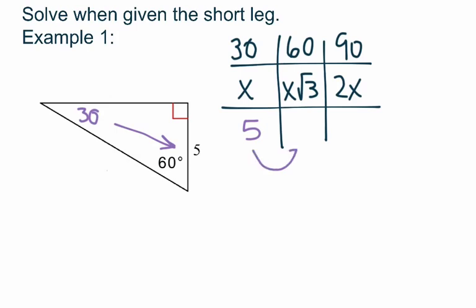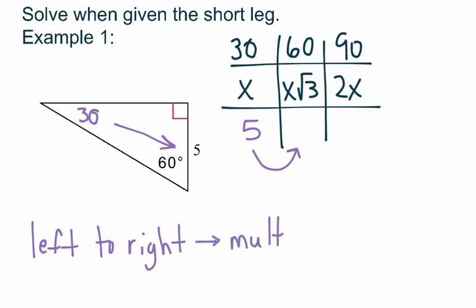Anytime we're going from left to right on the grid, we multiply. So 5 times square root of 3 is our 60 degree column. Here's the big part: always, always, always return back to the 30 degree column.